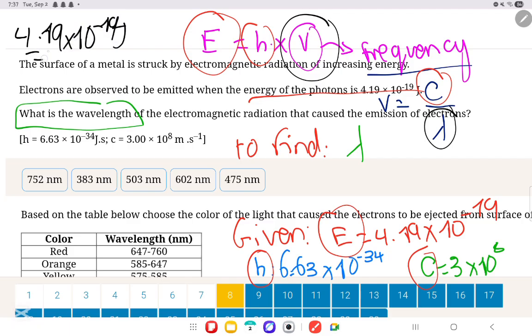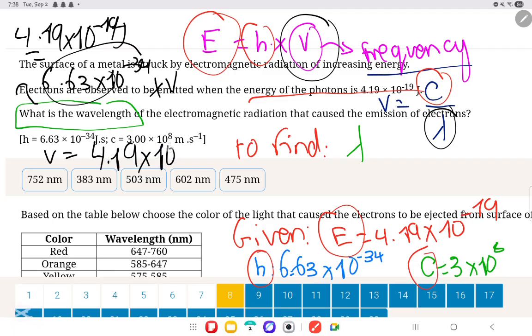It's equal to Planck's constant, which is 6.63 times 10 to the power of minus 34, times V, which is the frequency. Now move this to the other side. That means V is equal to what? V is equal to energy, which is 4.19 times 10 to the power of minus 19, over Planck's constant, which is 6.63 times 10 to the power of minus 34.